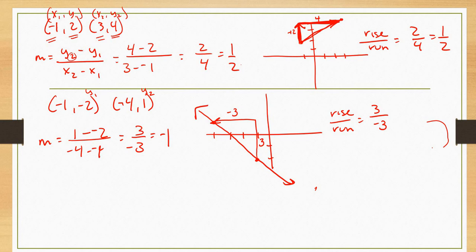Now notice that when I did the slope between these 2 points and my slope was positive, my line went up as I moved from left to right. When I get a negative slope, my line is going down as it moves from left to right. So that's an important thing to keep in mind. Let's do a couple others.